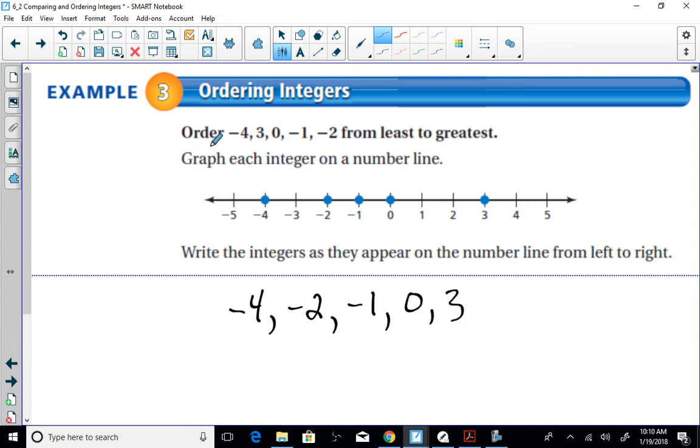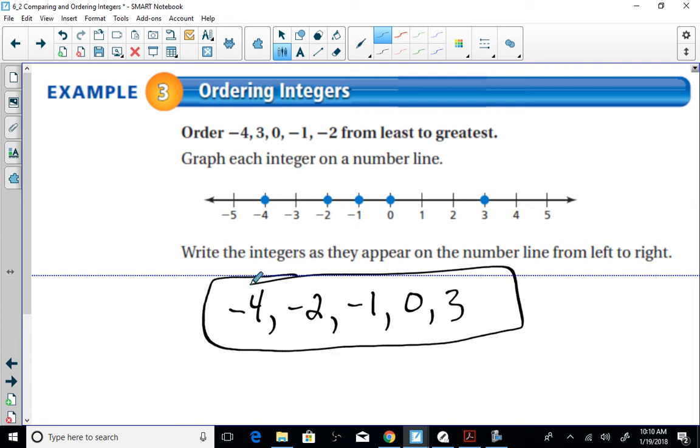So I start by graphing each integer on a number line. All right, so I locate each one of these integer points on a number line. Then I write the integers as they appear on the number line from left to right. All right, and that's what this example would look like. I've taken my original integers and I've ordered them from left to right, and I just use commas to separate each integer.